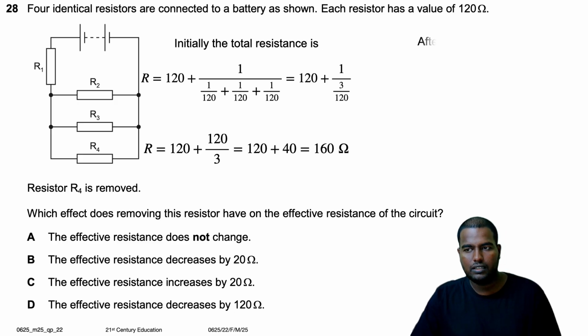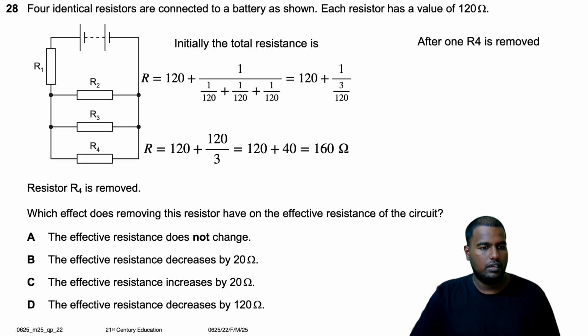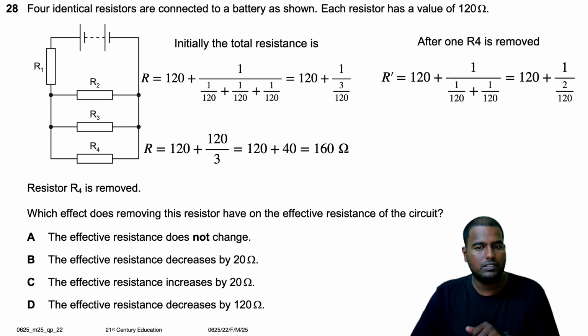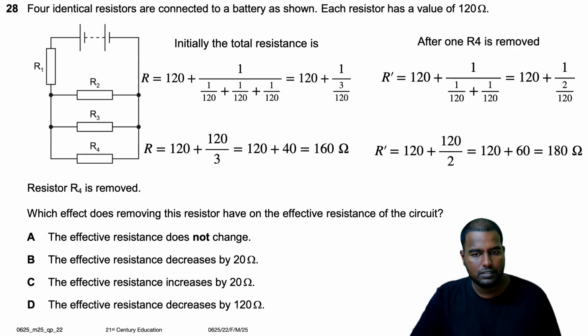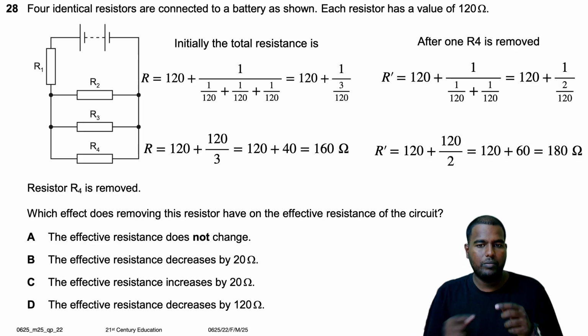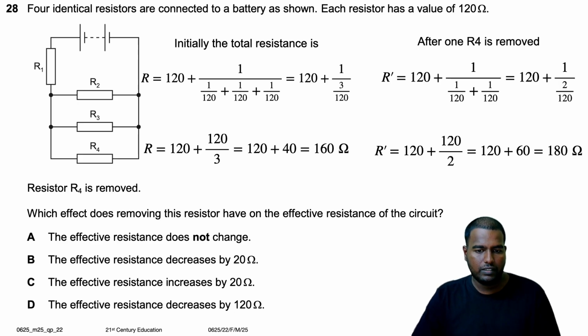Now let's assume that R4 is removed. Now it will be 120 plus 1 divided by 1/120 plus 1/120, which is 2 divided by 120. Now this will be just 120 plus 120 by 2. Why? Because it's in the denominator, 2 divided by 120. If it comes to the numerator, it will become 120 divided by 2. So 120 plus 60, which is 180 ohm. So the total resistance has increased by 20 ohm.